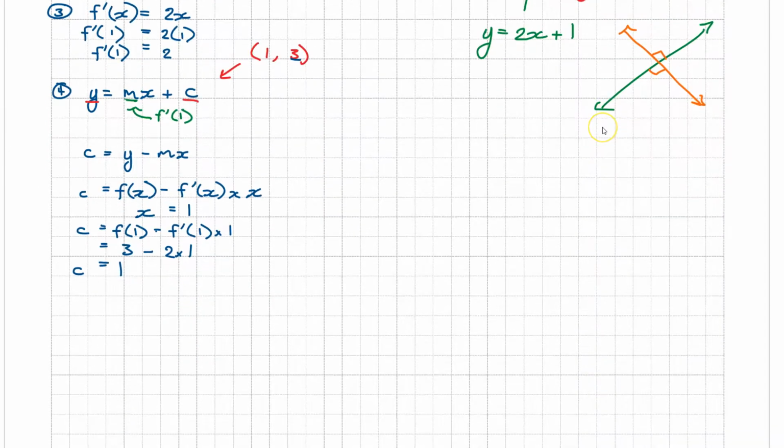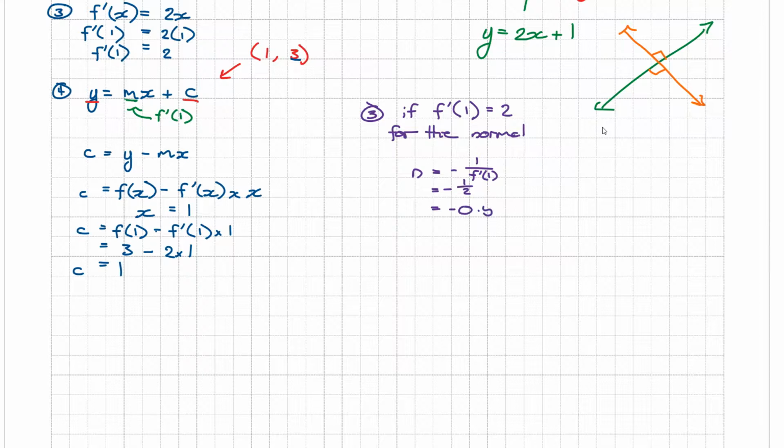So doing that, we're going to get, so go to part 3, if f dash of 1 equals 2, and this is our tangent, then for the normal, we'll say n equals -1 over f dash of 1, and that will become -1 over 2, and then our normal slope is simply -0.5, like so.